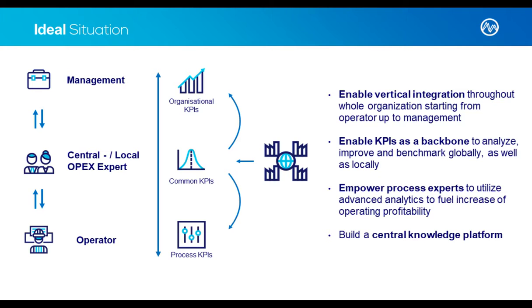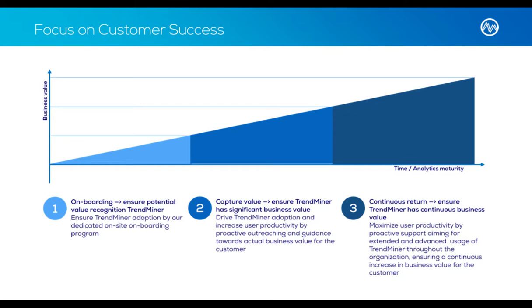It's very important to have operators, in their 8 to 12 hour window, try and have the same vision, the same goals as management might have for the longer term. And that's why, to become data-driven, these really need to be aligned with one another. So enabling KPIs in TrendMiner, for example, as a backbone to be used for analysis, consistently identifying improvements and benchmarking on a global level is really, really important.